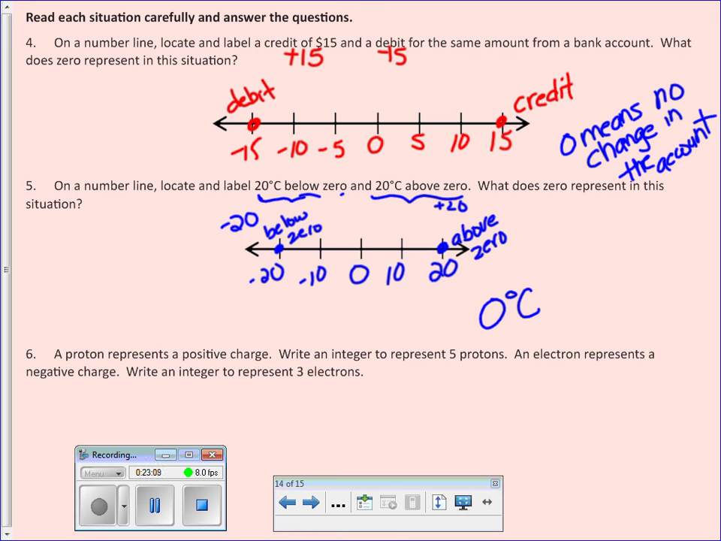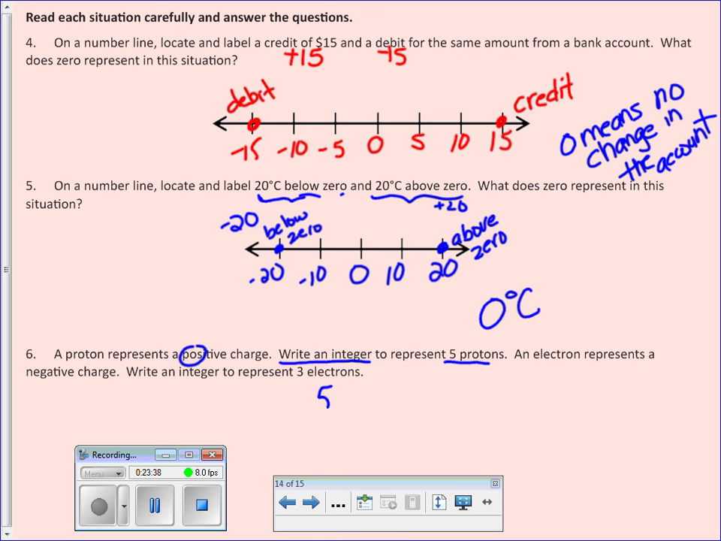Number 6, a proton. Oh, you learned this in science, your atoms. Did you do that yet? All right, well, you will. A proton represents a positive charge. Write an integer to represent 5 protons. So if a proton is positive, how would we write that?